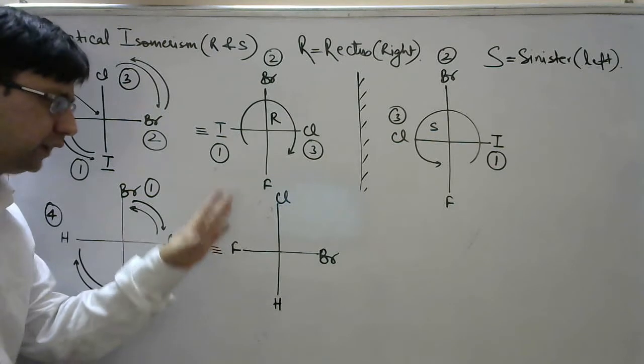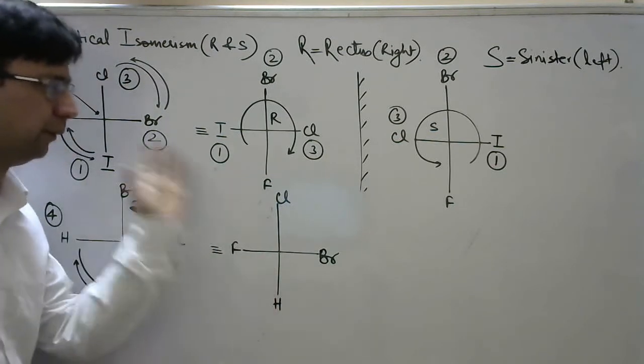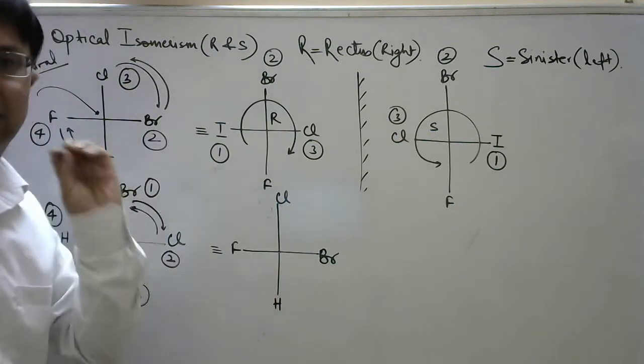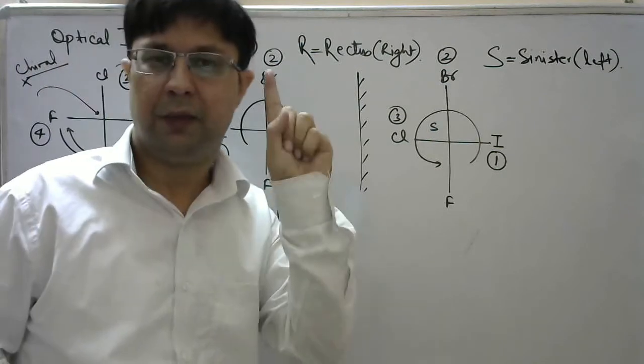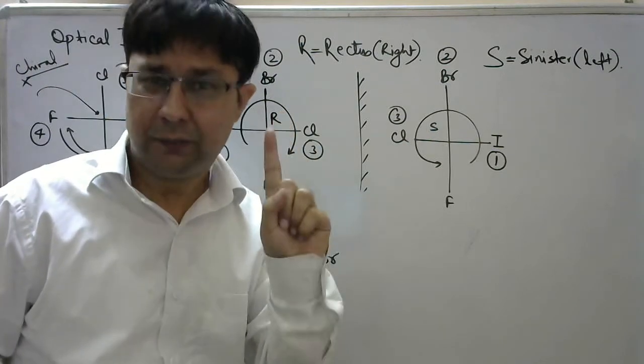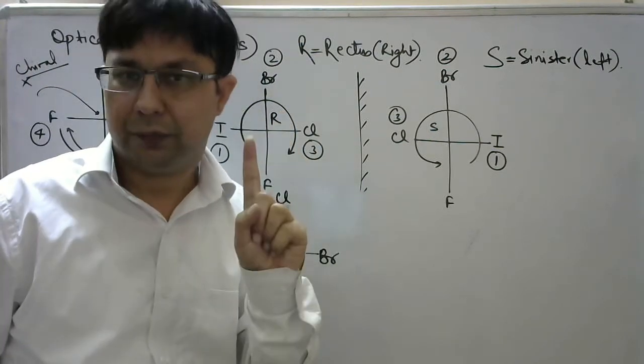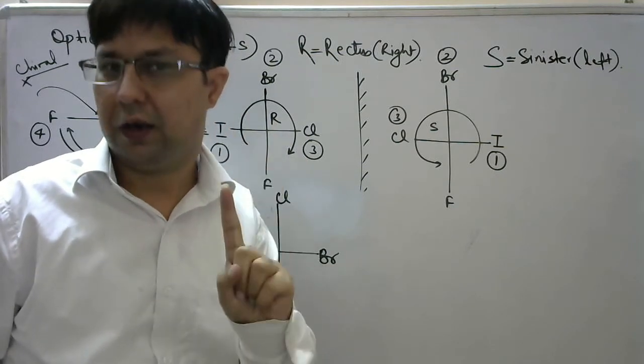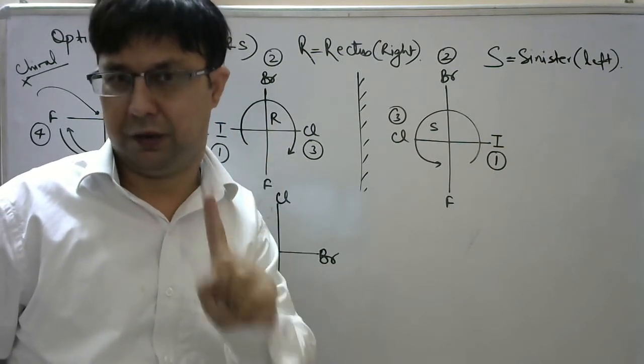See, it's very simple now for you to determine on the basis of the point which I have told you. Have I discussed the first point of the sequence rule? That the atomic number of the atom bonded to the chiral carbon will decide the priority.